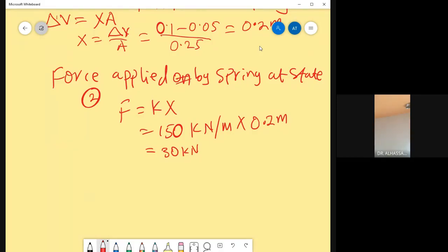If you want to find the pressure, what is the definition of pressure? Pressure is force per unit area. So this gives me 30 kilonewton divided by the area, which is 0.25 meters square. This equals 120 kilopascal.